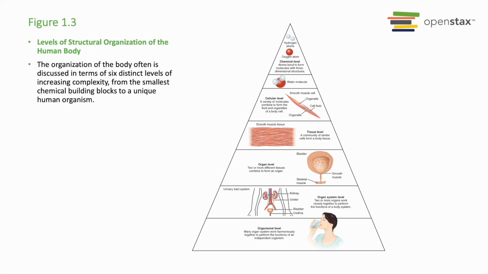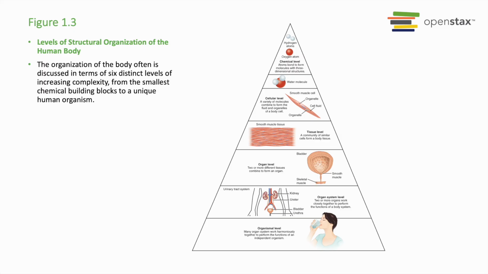The example given here is a section of smooth muscle tissue, which contains many smooth muscle cells closely bound side by side. The next level down is the organ level, as illustrated with the bladder and urethra. The bladder contains smooth muscle while the urethra contains skeletal muscle. These are both examples of muscle tissues.